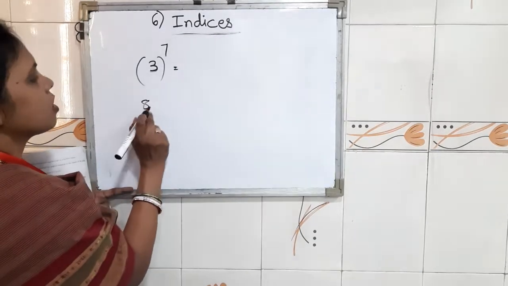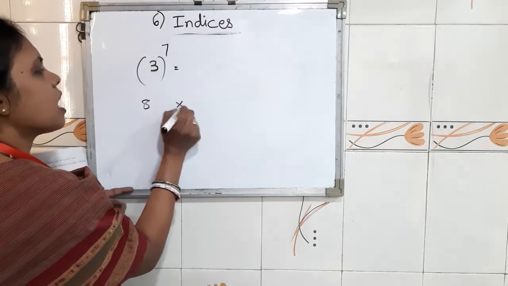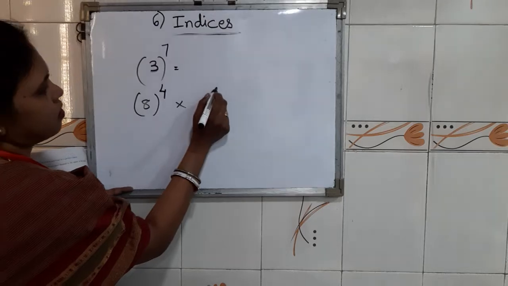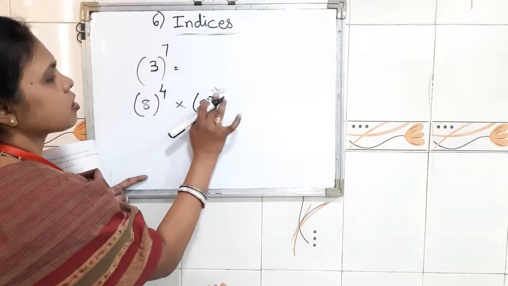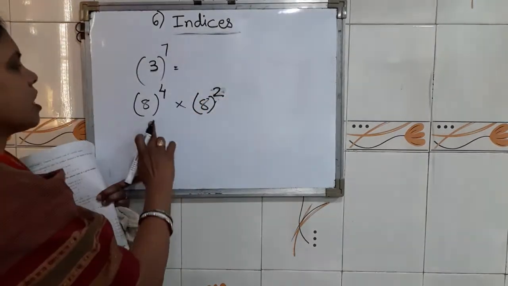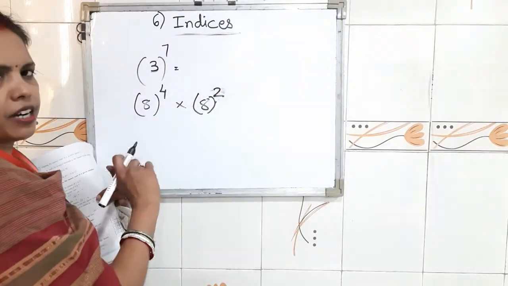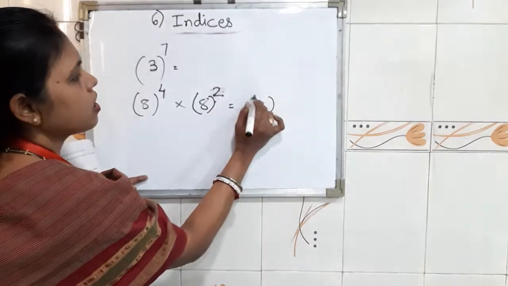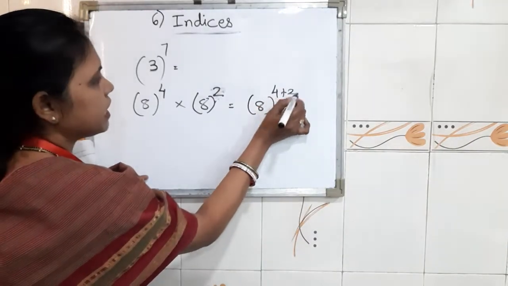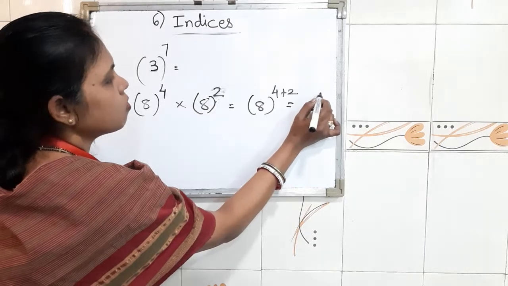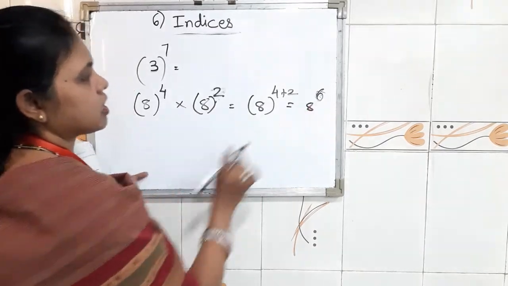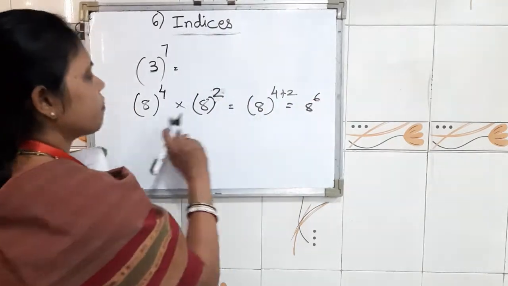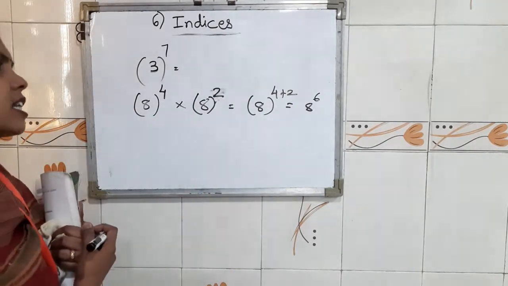We had taken 8 into 8, and their indices were 4 and 2. The base is the same, the index is different. What we do is write the base and add the indices, that is 8 raised to 4 plus 2, which is 8 raised to 6. So children, if the base is the same, we add the index.